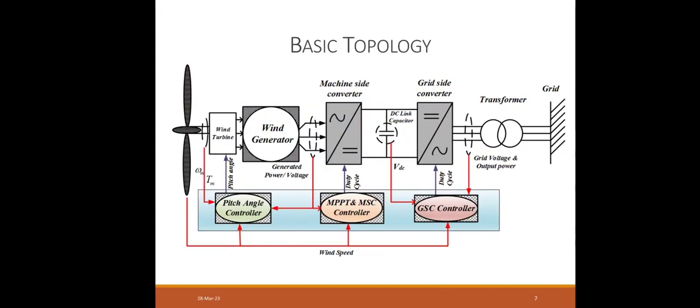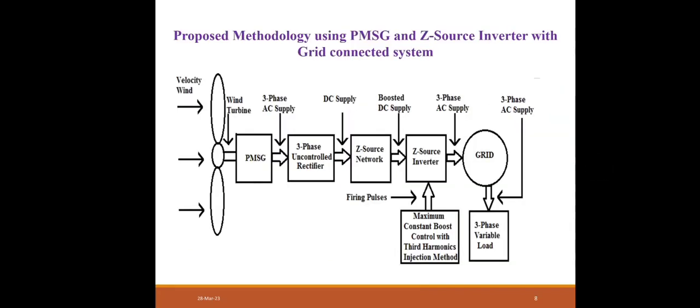Basic topology: first, when there is a flow of wind, the wind turbine is going to rotate and generate AC power supply, and the AC power supply is transmitted to the machine side converter and then to the grid side converter. These two are interconnected by the DC link capacitor.